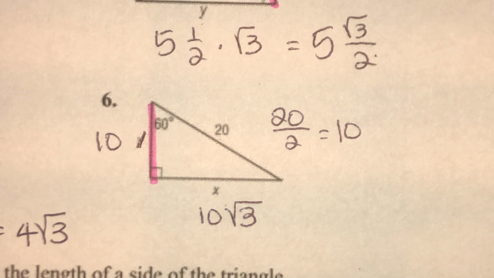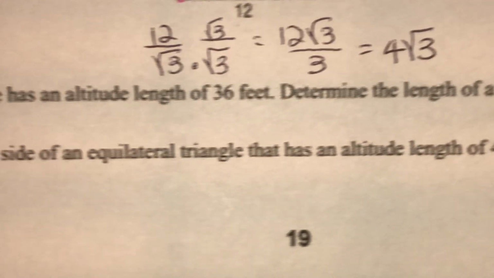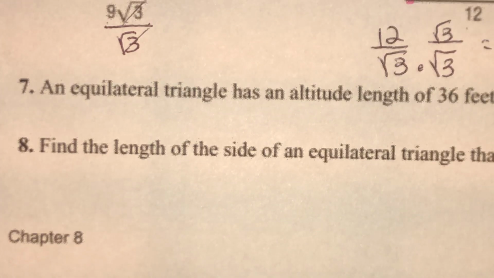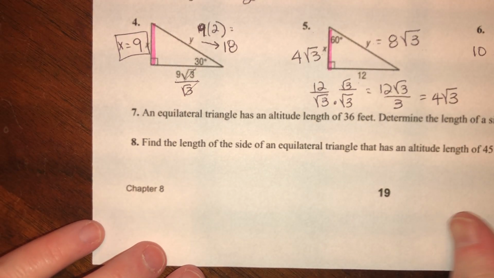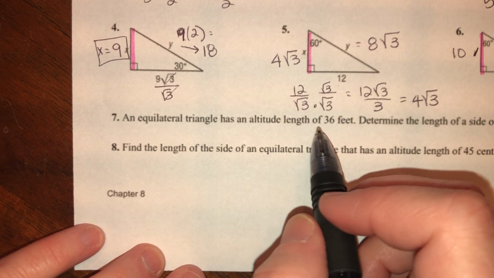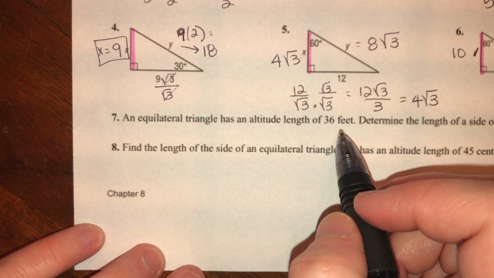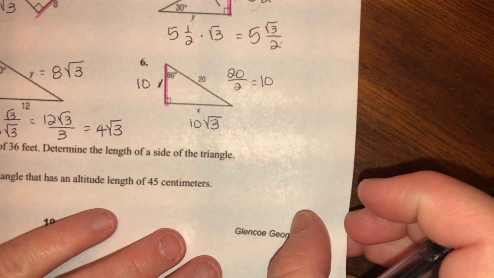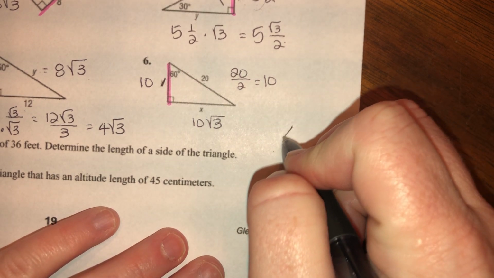Done. Easy peasy, right? 2 problems here on the bottom, and then we're done with this whole entire lesson on special right triangles. Number 7, an equilateral triangle has an altitude length of 36 feet. Determine the length of a side of the triangle. So I have to draw a picture here so you get an idea of what they're talking about.